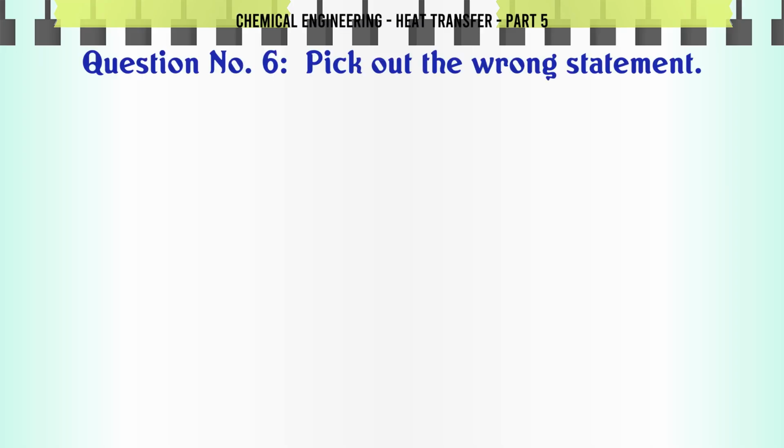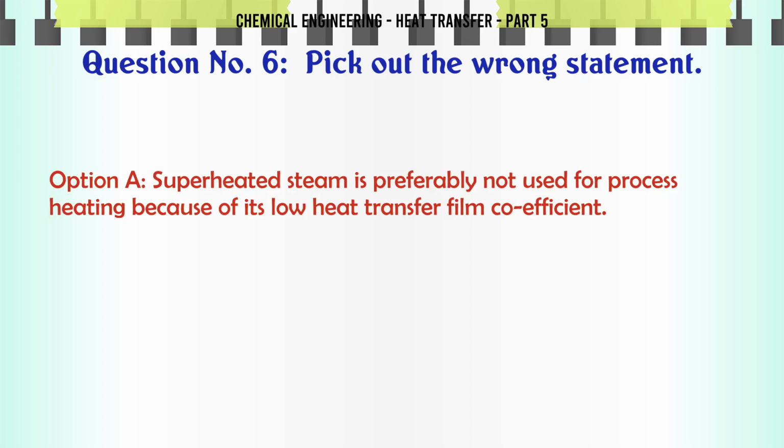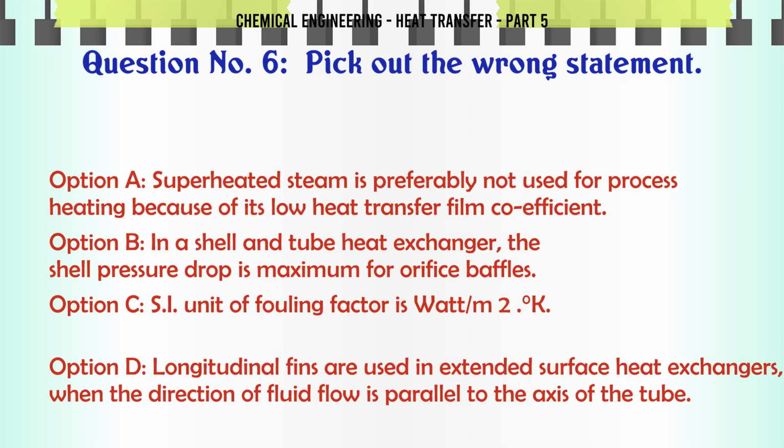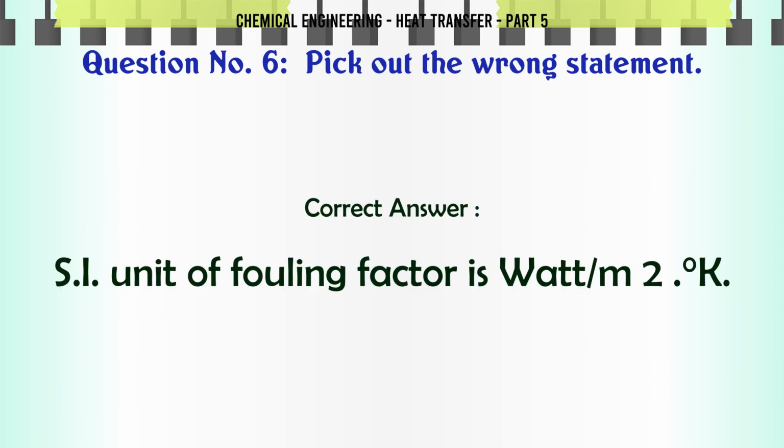Pick out the wrong statement. A. Superheated steam is preferably not used for process heating because of its low heat transfer film coefficient. B. In a shell and tube heat exchanger, the shell pressure drop is maximum for orifice baffles. C. SI unit of fouling factor is m²·K/W. D. Longitudinal fins are used in extended surface heat exchangers when the direction of fluid flow is parallel to the axis of the tube. The correct answer is: SI unit of fouling factor is what?